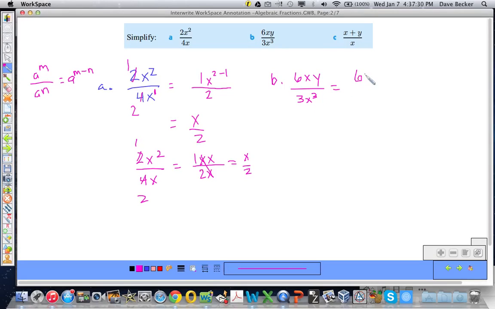Okay, and then B here, 6xy over 3x cubed. I'm going to rewrite the x cubed as 3x times x times x. Kapow, we can cancel because that's equal to 1. And I'm left with 6y over 3 times x, or 3x squared.